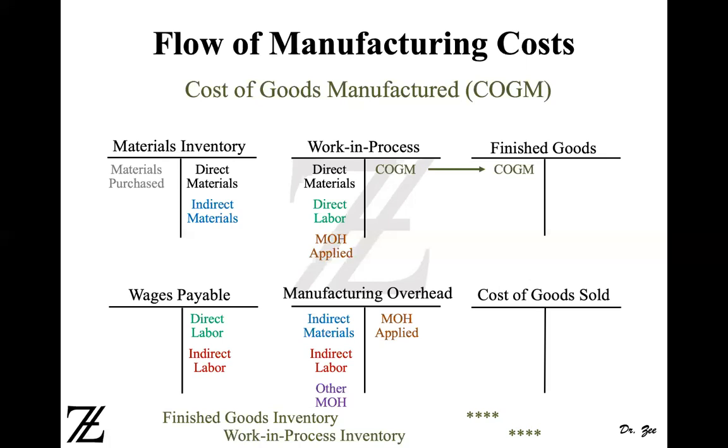So they both are asset accounts. So inventory from one account is decreasing, which is work in process, so you're crediting. The inventory in another account is increasing, finished goods, so you are debiting.